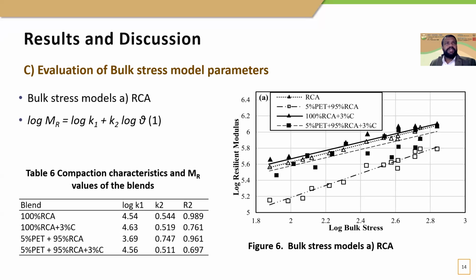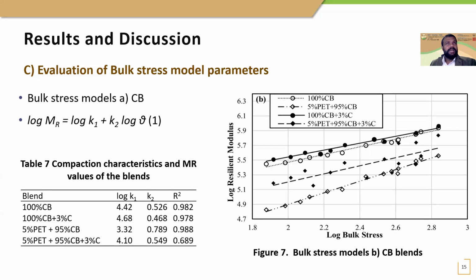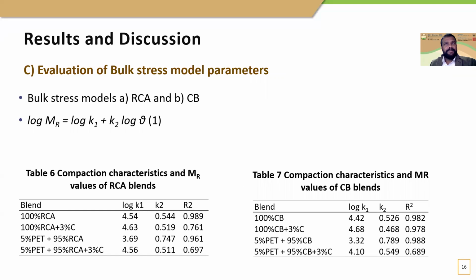And moving on to the bulk stress model parameters, AASHTO T307 suggests that the bulk stress model, which follows equation 1, is suitable to predict resilient modulus of granular materials, where MR is the resilient modulus, K1 and K2 are bulk stress model parameters, and theta is bulk stress. The bulk stress model parameters of the RCA and CB blends are presented in this slide, and the comparison is given in the next slide.